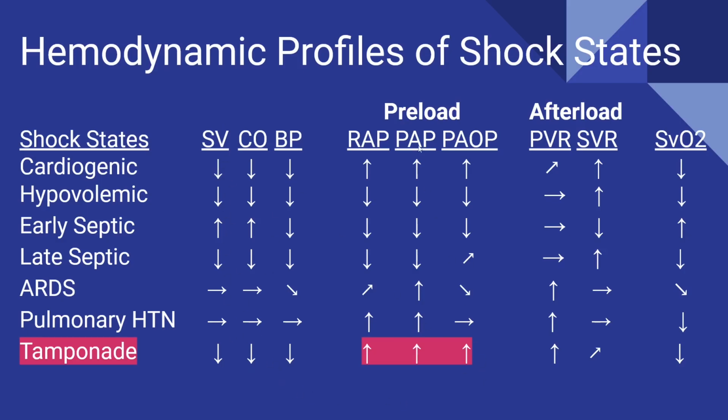And as a consequence of all this being elevated, you're not going to have appropriate output. So your blood pressure is going to go down because of your cardiac output. And you would expect in cardiac tamponade your vascular resistance to rise. And so we're going to do a question. One of the review questions is going to talk about tamponade. And we'll see if you guys can pick it out with a lot of these equalizing pressures.